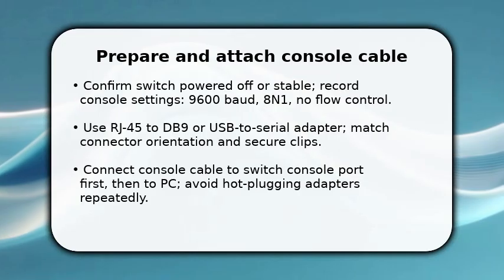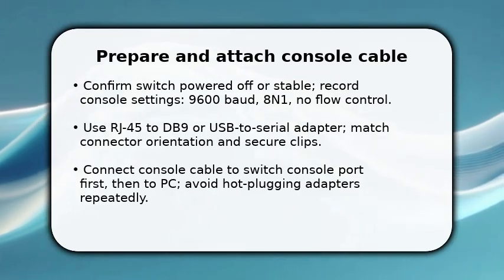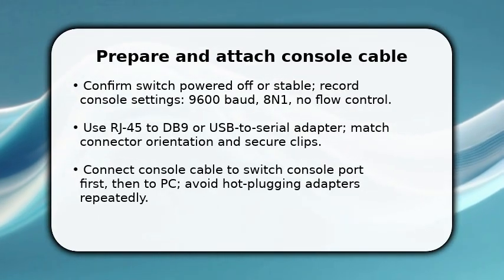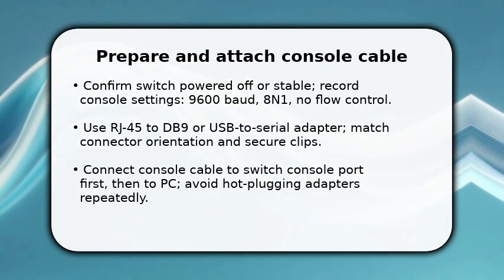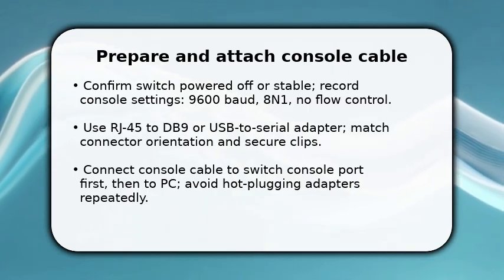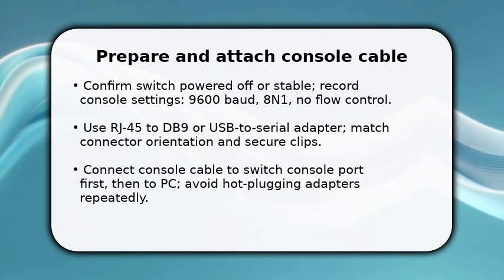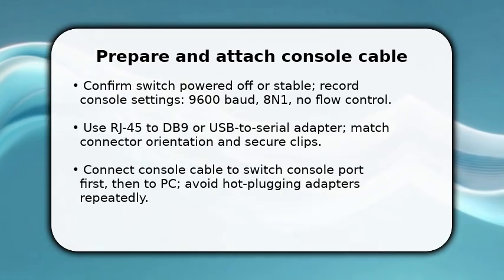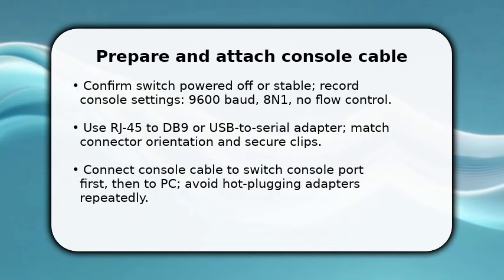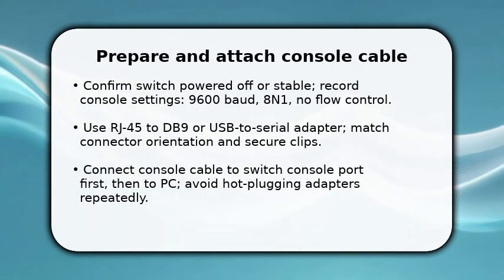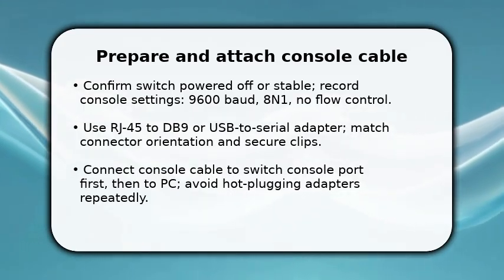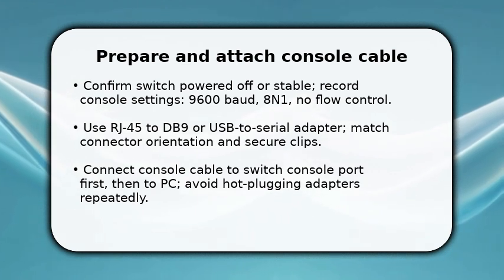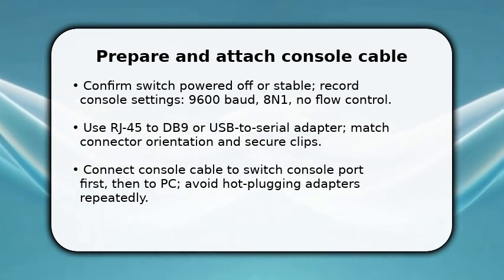You start by preparing the physical link and terminal settings. This makes the console responsive. First, verify the switch is in a stable state and your terminal uses 9600 baud, 8-N-1, no flow control so you avoid garbled output. Next, pick the right cable, RJ45 to DB9 or a USB to serial adapter, because modern laptops lack DB9. Then plug the cable into the switch console port, secure the clip, and attach the PC end. Making that order reduces connector stress and ensures immediate access.